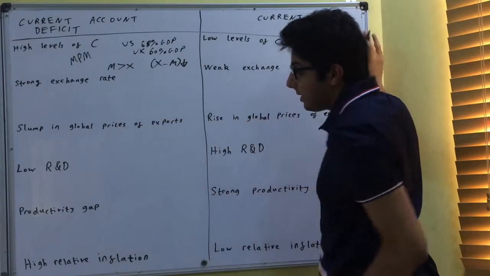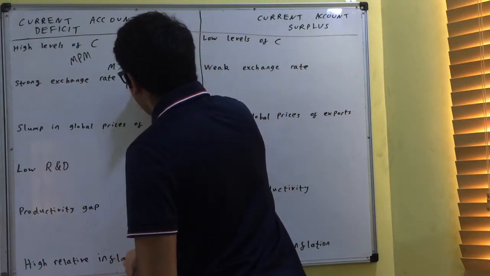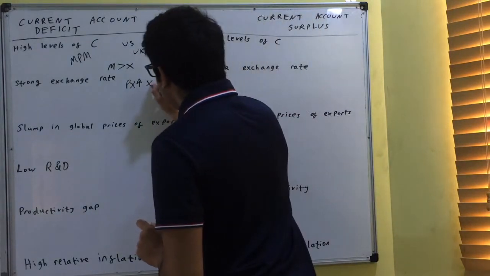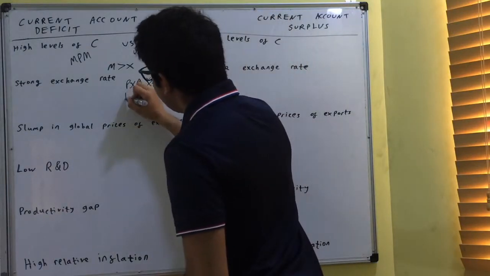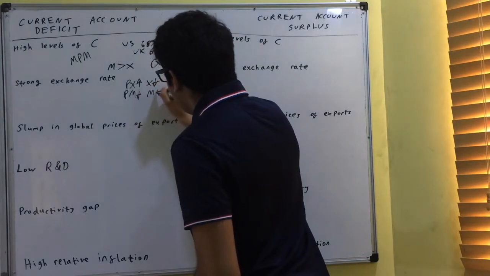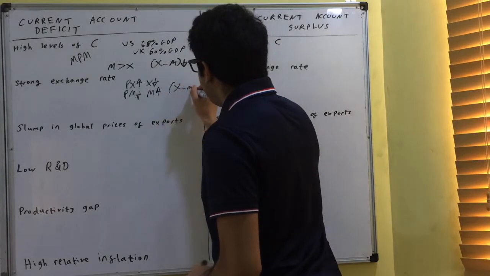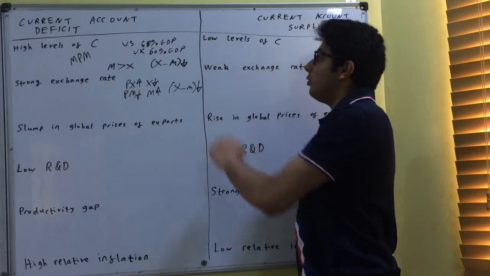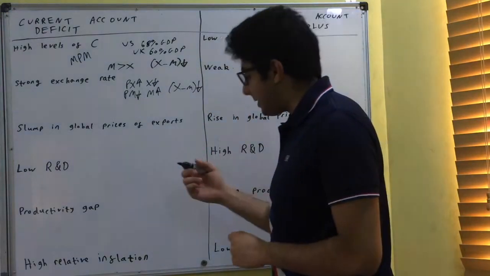Strong exchange rate. If you have a strong exchange rate, then the price of your exports increases, usually leading to the value of exports decreasing. And synonymous with that is the price of imports decreasing and the value of imports increasing, meaning that net exports decrease, giving you a trade deficit, which gives you a current account deficit. A prime example of this is the US.